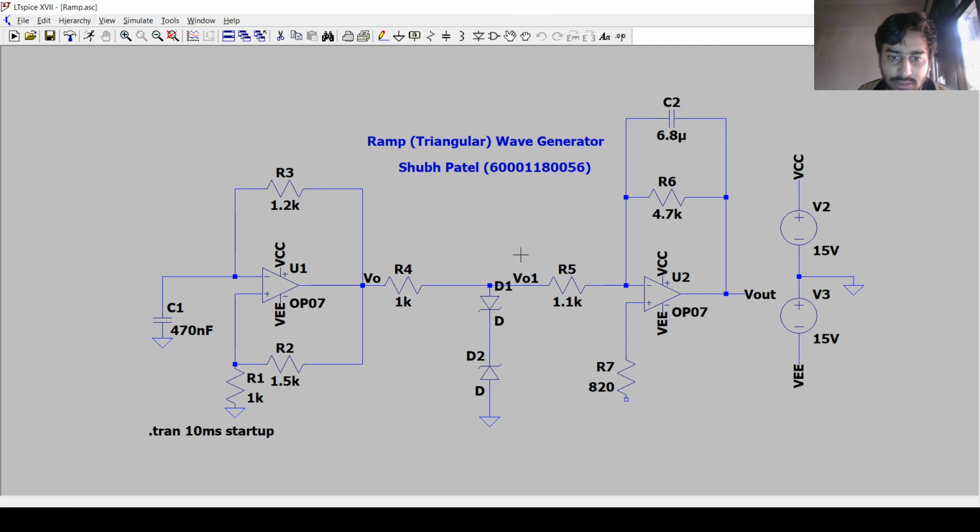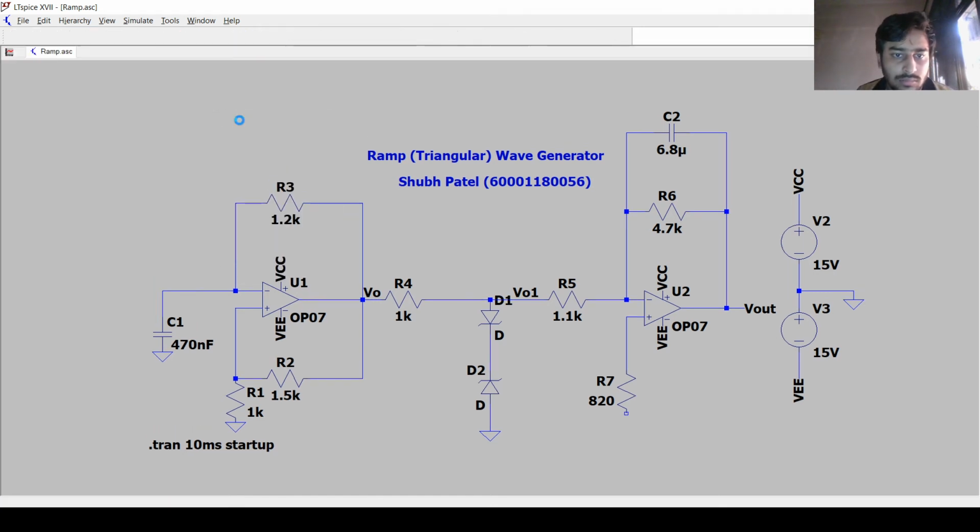After this, the clamped square wave will be given to this integrator to produce a triangular waveform. Now let's run.